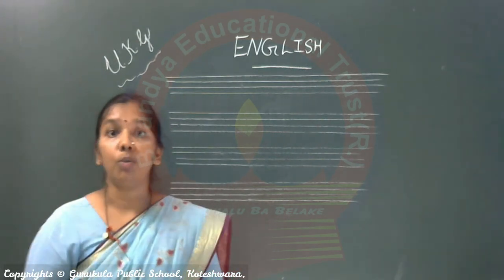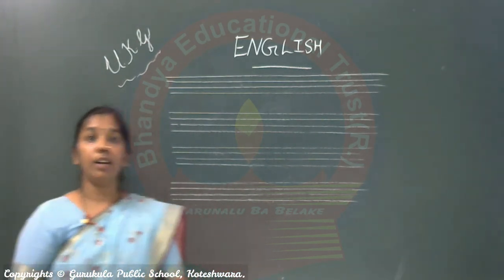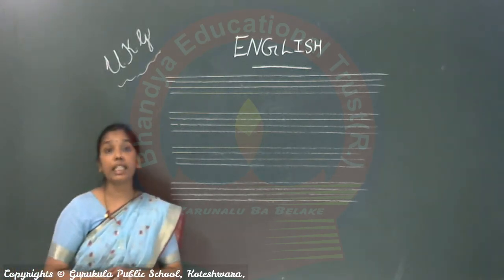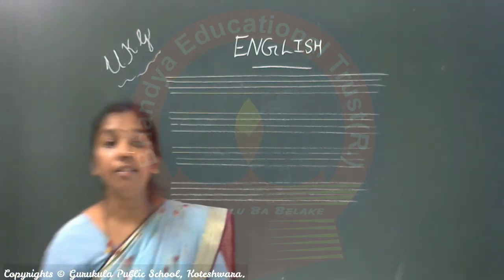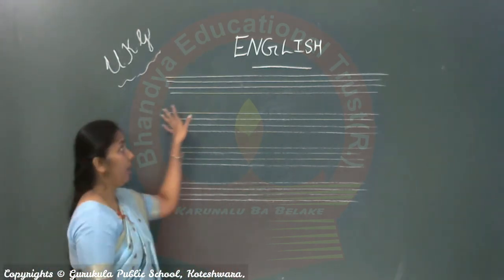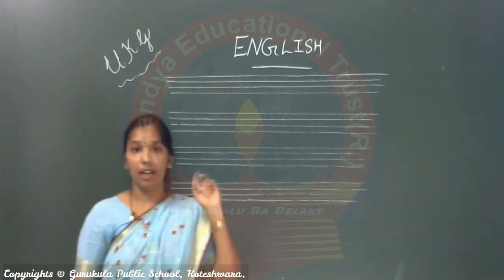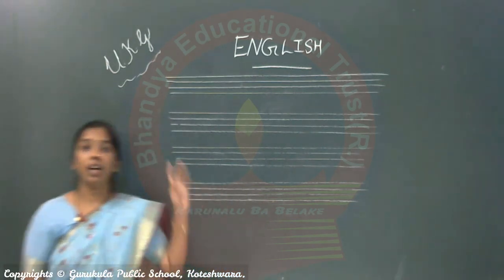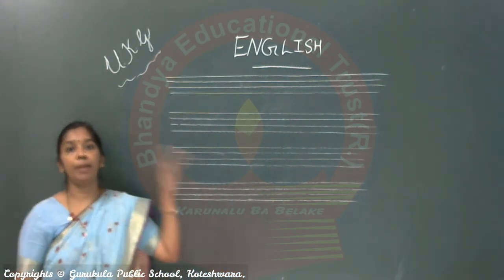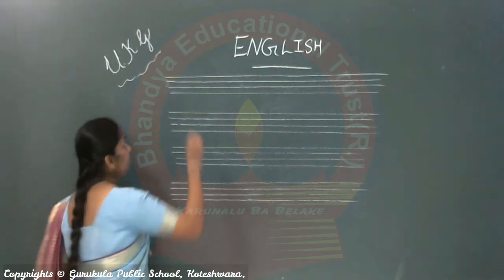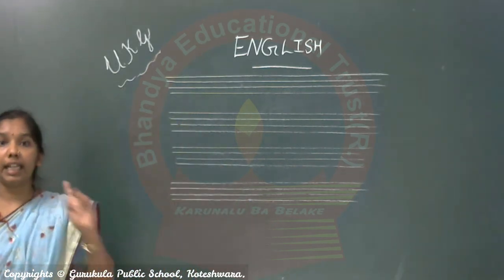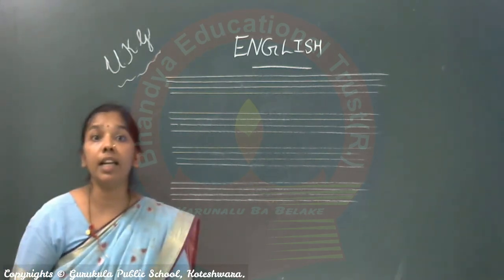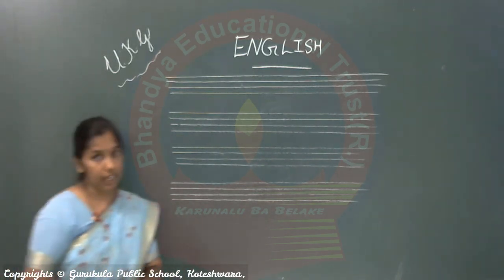Now, coming to class. Today, we are going to do English cursive capital letters. You all have done the cursive small letters A to Z. Now, today we are going to start the capital cursive letters. You all know there are 26 letters in English alphabets.